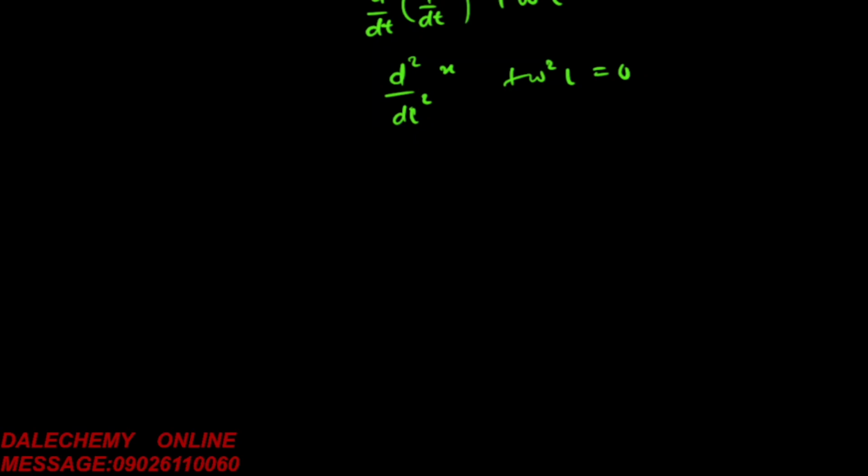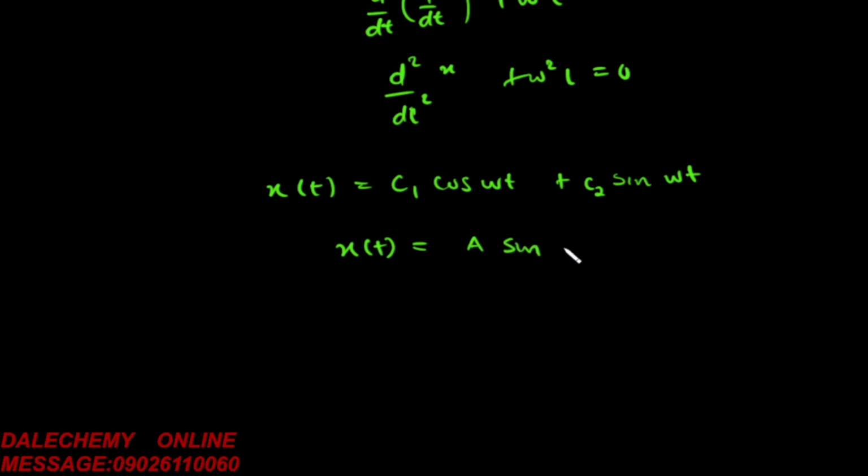And when you solve this, it has a general formula. So the general formula for this second order differential equation is x as a function of time equals C1 cos omega t plus C2 sine omega t. And some people might still write it as this: equals A sine omega t plus phi. So this is the general equation for that reaction, and this is what you're asked to find in that question.